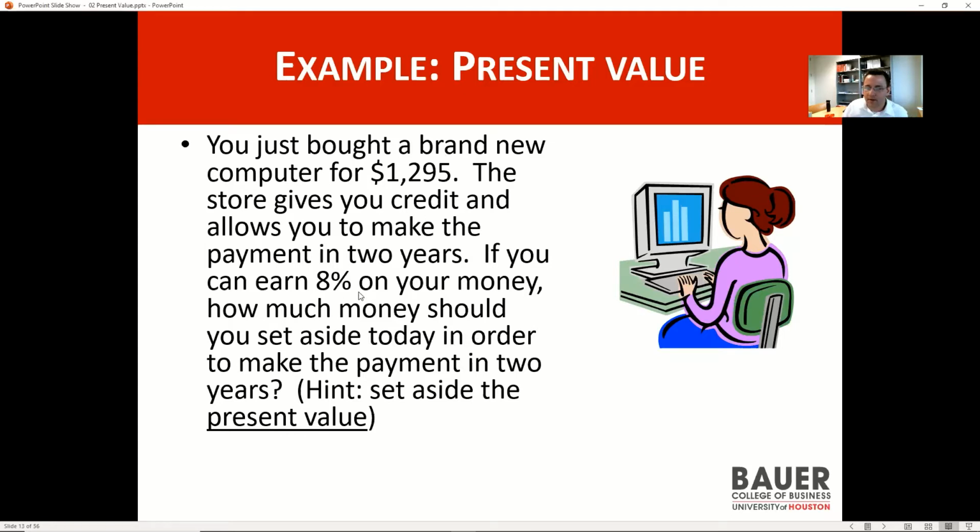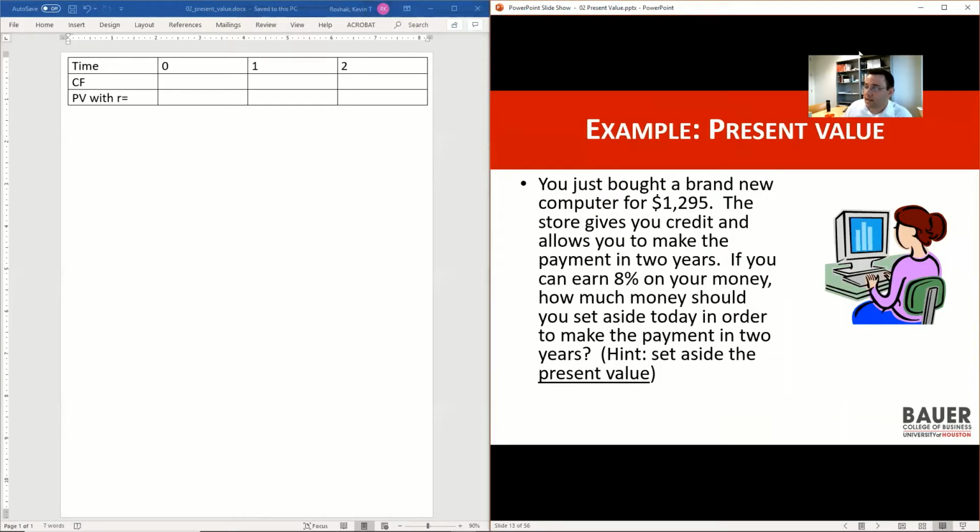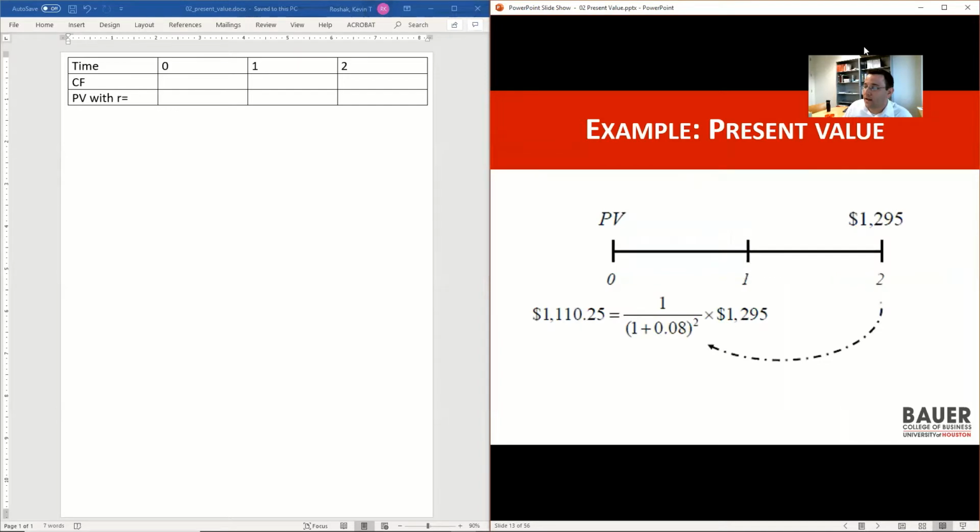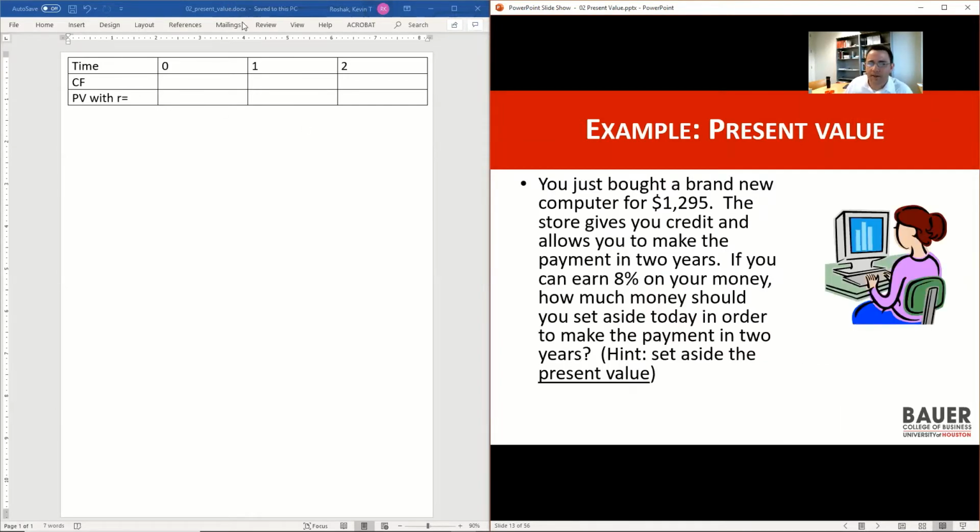You're given a discount rate of 8%. So this is a bit fanciful in today's world, but suppose you can earn 8% on your money in the next 2 years. How much money should you set aside today in order to make the payment in 2 years? Okay, so I'm going to work through this problem. Like always, I'm going to dock the slides on the right, and then I'll have the work on the left here. The first step to any present value calculation is to make sure you know the cash flows.